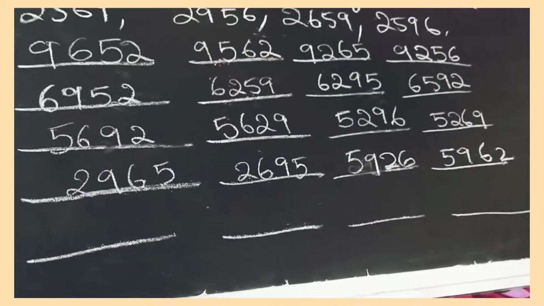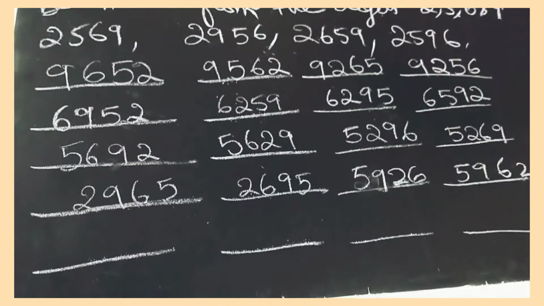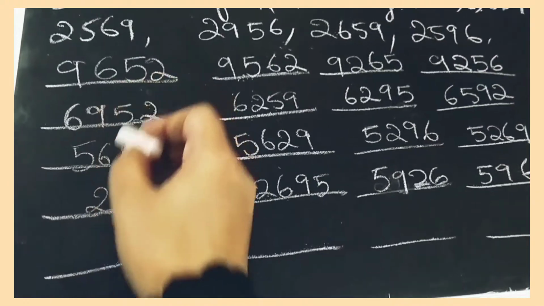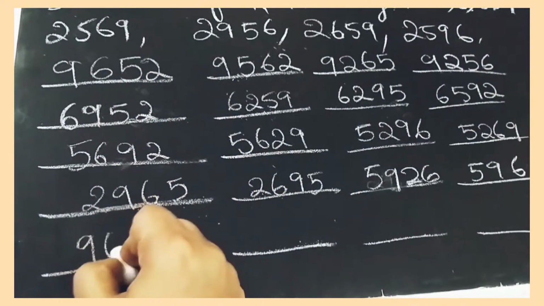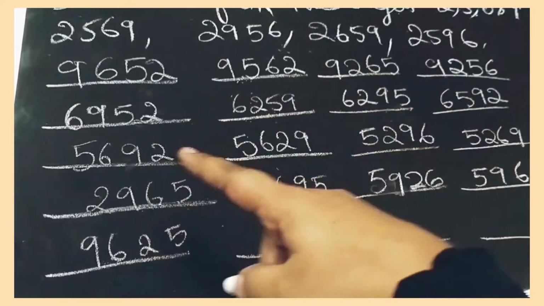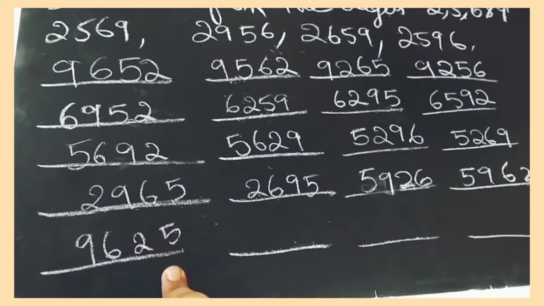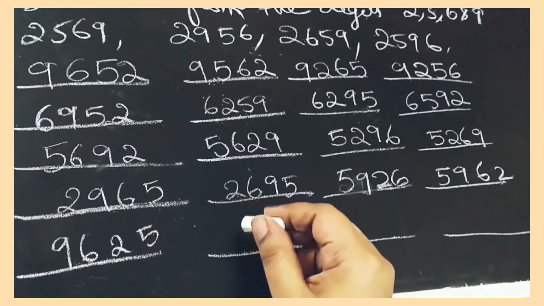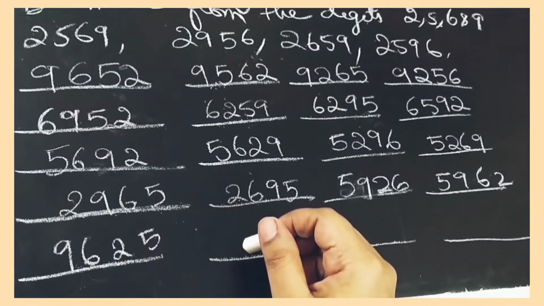Okay, so we have taken here 9 6 5 2. Here 9 6 5 2 is there now. 9 6 2 5, we have not taken 9 6 2 5. We can write here. Okay, then one more. You can write any numbers. Okay, think and write. You can make any numbers.